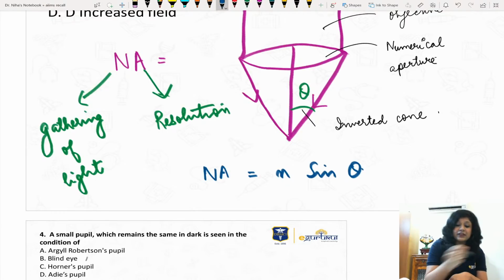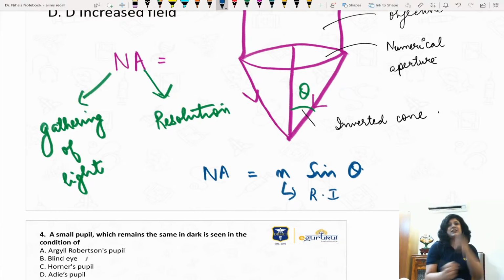What is this n? N is actually the refractive index. Sometimes they also say that it is an index of refraction. So I think it's one and the same thing. Refraction is measured by this index. So it is an index of refraction, or a refractive index, and this angle theta is this one. So basically, the amount of light and the amount of resolution that you will get with a particular objective will depend upon its numerical aperture. So if you have a very small object that you have to see, or it's very less fluorescent, you don't have much contrast, you will have to use the larger numerical aperture.